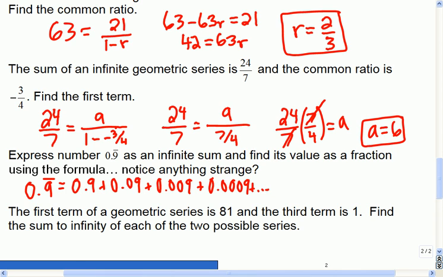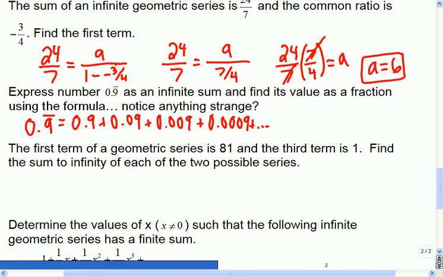Okay, so your first term is 0.9, and what's the common ratio? What's the common ratio in this series here? 0.1 is correct, yeah, so it's 0.1, so that'll be 0.9 over 0.9, which is 1.